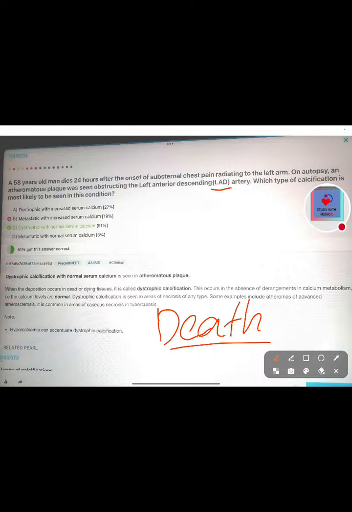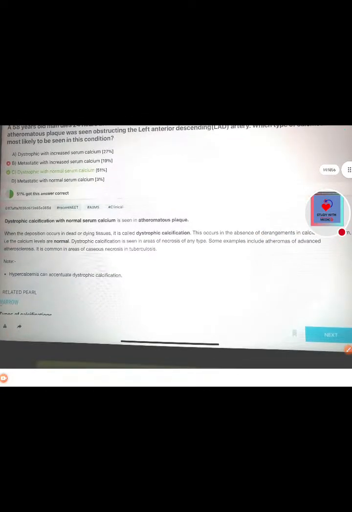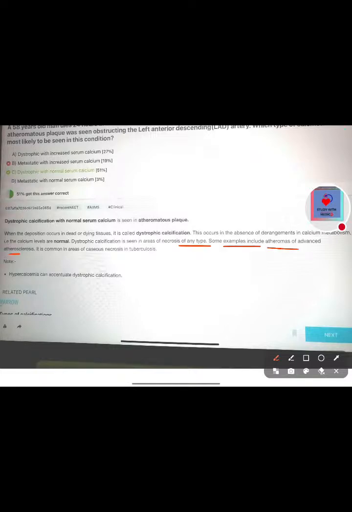When the deposition occurs in dead or dying tissue, it is called dystrophic calcification. This occurs in the absence of derangements in calcium metabolism. The calcium levels are normal. Dystrophic calcification is seen in areas of necrosis of any type. Some examples include atheromas of advanced atherosclerosis. It is common in areas of caseous necrosis and tuberculosis also. Hypercalcemia can accentuate dystrophic calcification.